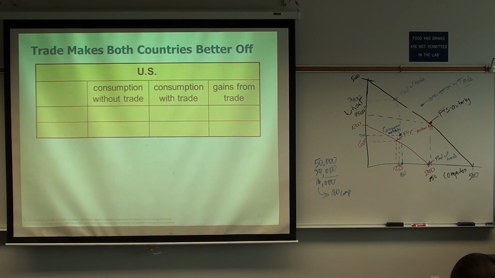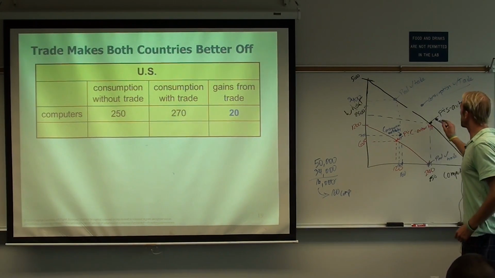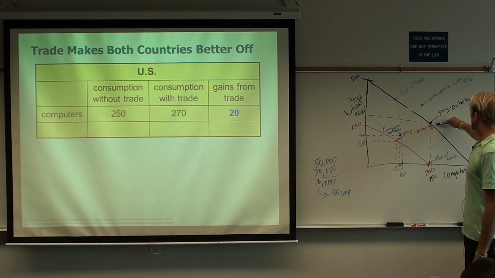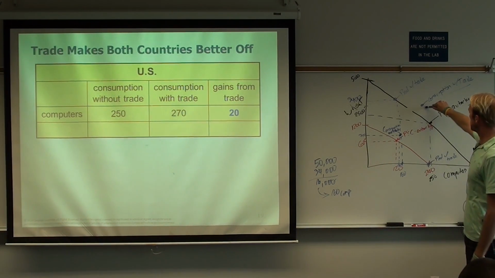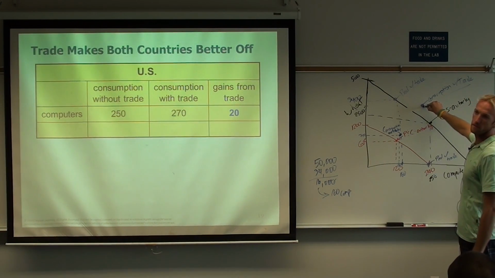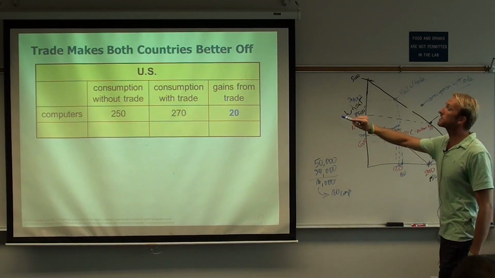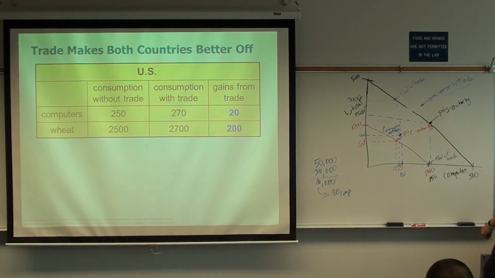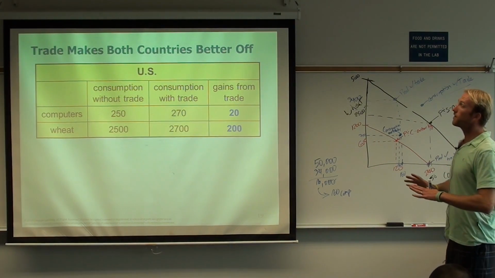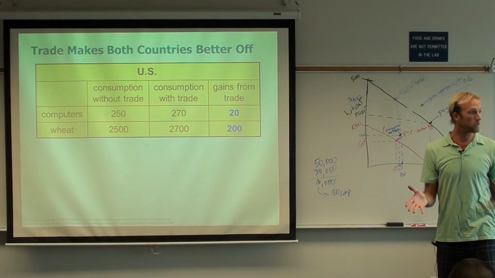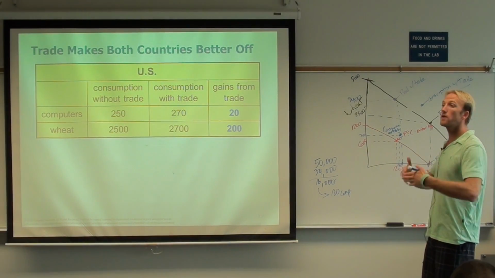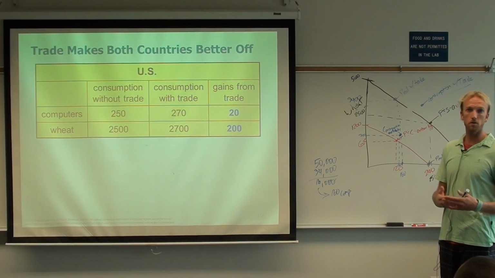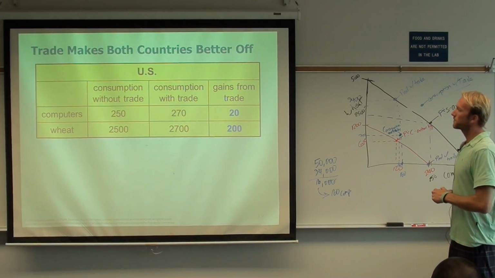Okay, so let's compare the United States before and after, right? Computers, they had 250 computers before. That's this point. After, they had 270 computers. So my graph's a little messed up. It should be over here, right? But they gained 20 extra computers than they had before. They were eating 2,500 tons of wheat before. After trade, they were making 2,700 tons of wheat. So there is 200 extra tons available for consumption in the United States, right?